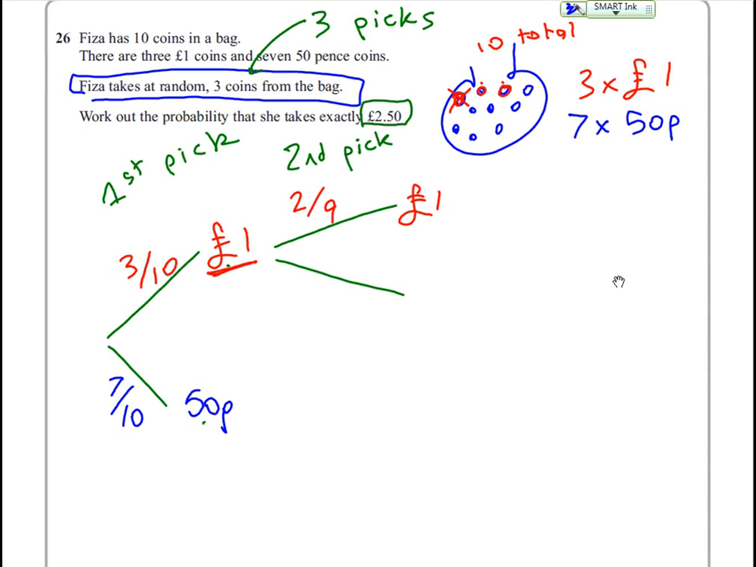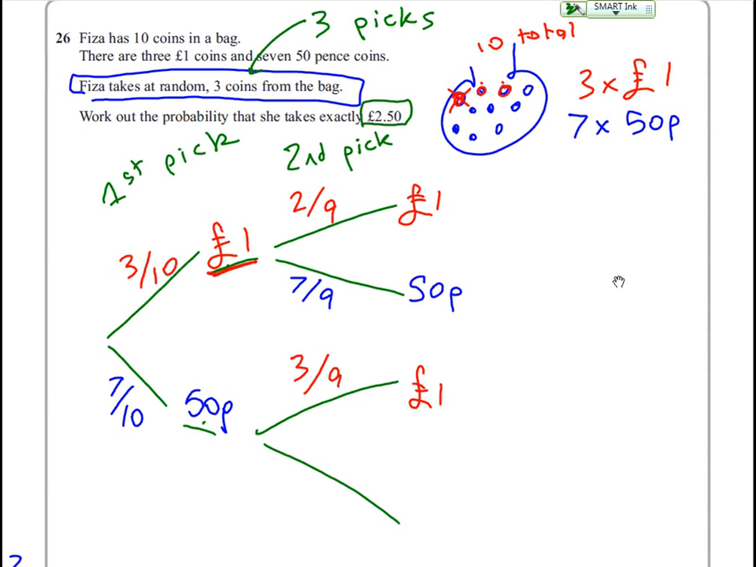The probability has to add to 1. So what we need is not 3, obviously. We need 7 out of 9. Because there's still our original 7 50p's left. Okay, that's our second pick if we got £1. If we got 50p, we've still got our £3 coins left, out of 9 coins that are in total in the bag still. Okay, so that means that, because you've already taken a 50p, there's 6 50p's left out of 9 coins.